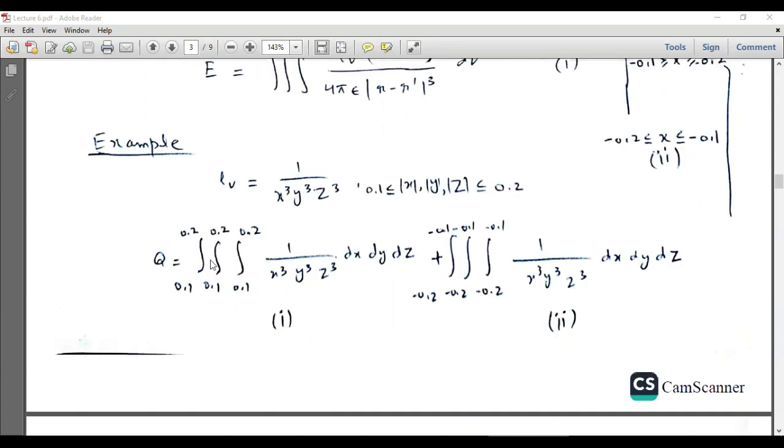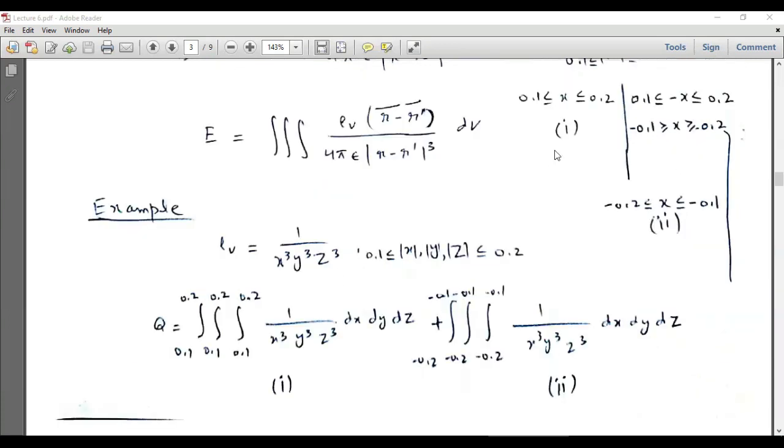Now we will have to calculate the total charge which is located in this region. So in the first region, this volume integral will be evaluated, and in this volume integral, this inequality will be used for all the three variables of integration. So x, y, and z will be varying from 0.1 to 0.2. And in the second expression, we will use the same expression, but this inequality will be used for the variables of integration, and it will be minus 0.2 to minus 0.1 for x, y, and z.